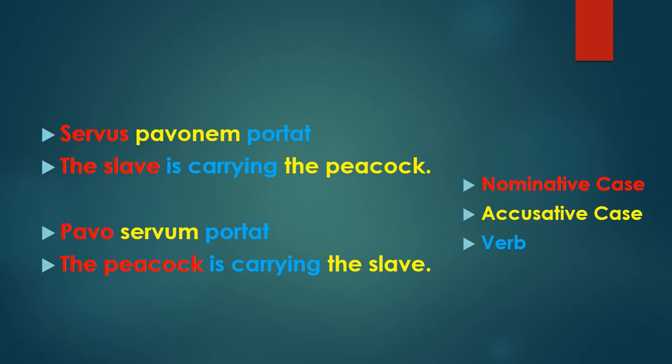Well, let's look at the cases. In the first sentence, servus is in the nominative case, and so the subject of the sentence, whilst pavonem is in the accusative case and the object. Pavo in the second sentence is in the nominative case, and so is the subject, and servum is in the accusative case, the object.